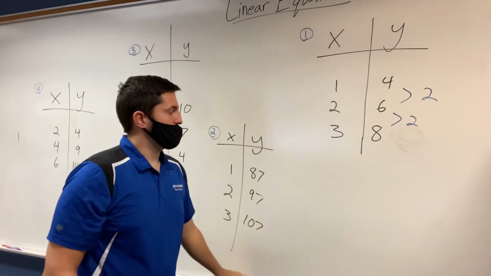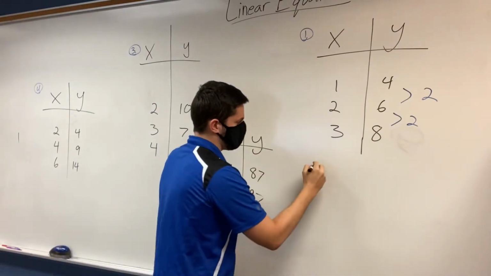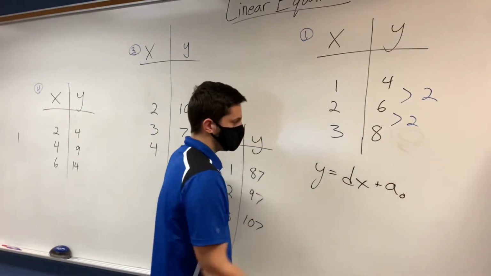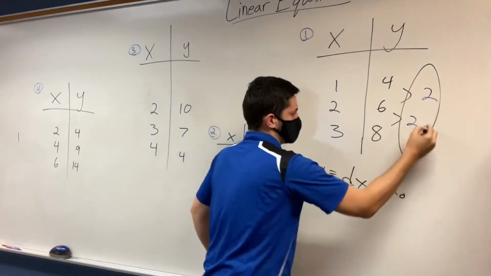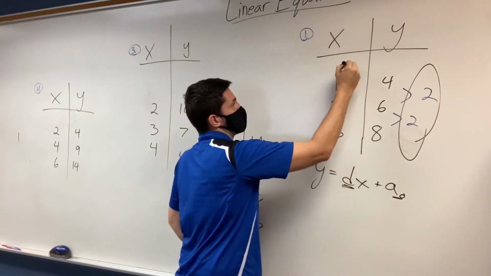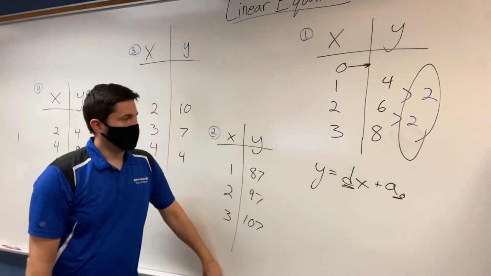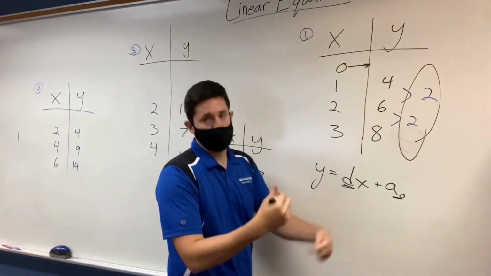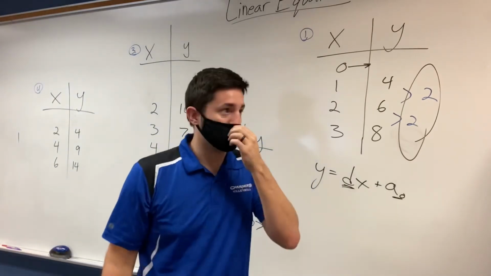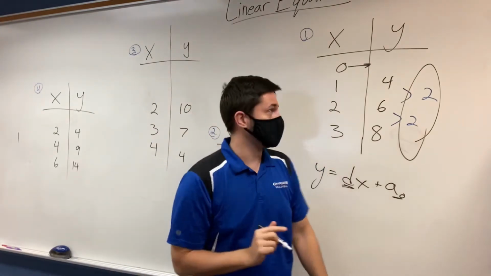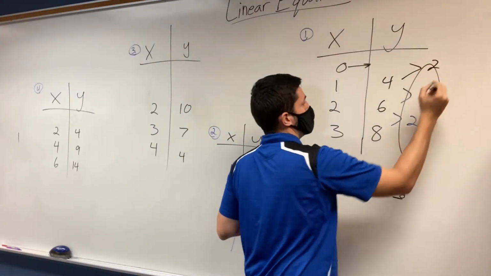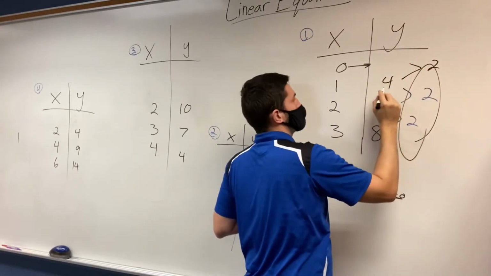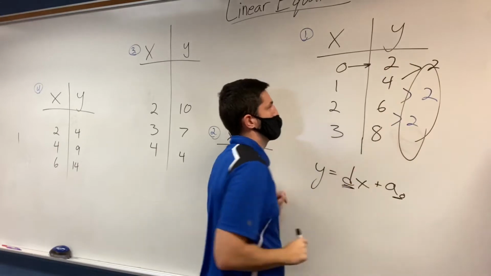So now that I know it's 2, I need 2 things for my equation. I have y equals dx plus a sub 0. D is the common difference. A sub 0 is the 0th term, right? So what do I gotta do to get the 0th term? Subtract, go backwards, right? I want you to think of the concept of going backwards, because it might not always be subtract, as I'll show you here in a second. I'm going to go backwards by 2. If I'm adding, then therefore I'm going to subtract. So I go 4 minus 2 is 2.